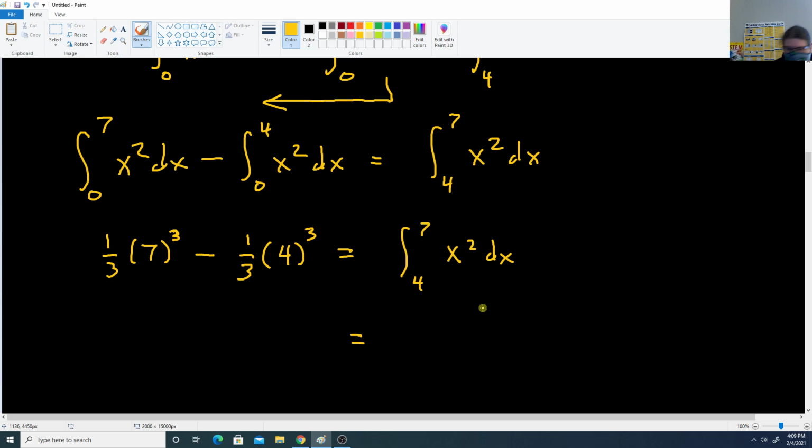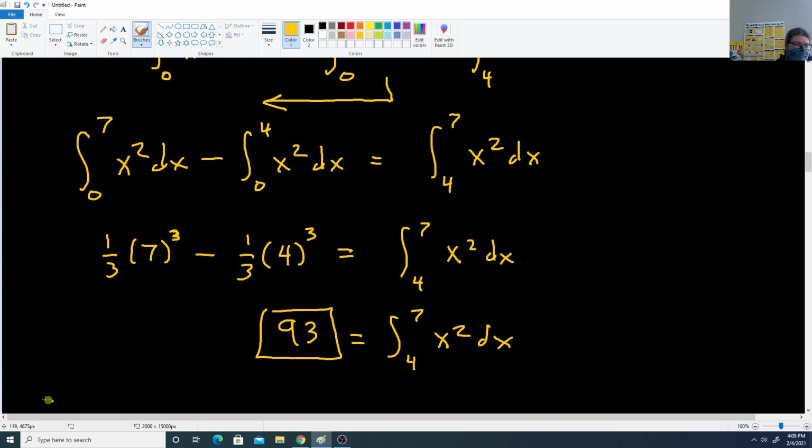And so we'll just toss those into the calculator here. We'll get 1/3 times 7 cubed minus 1/3 times 4 cubed. This is going to equal 93. So 93 equals the integral from 4 up to 7 of x squared dx. That is the number we wanted.